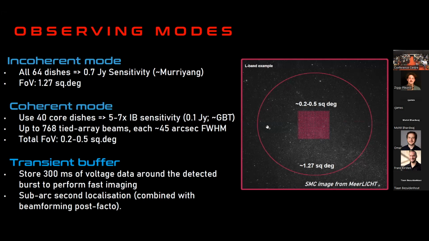And then more recently, we have also instituted a transient buffer system, whereby a trigger of the transient buffer results in 300 milliseconds worth of voltage data being stored that we can then use to rebeamform and perform some of the pulses. So that brings me to the juicy stuff, which is some results and numbers.